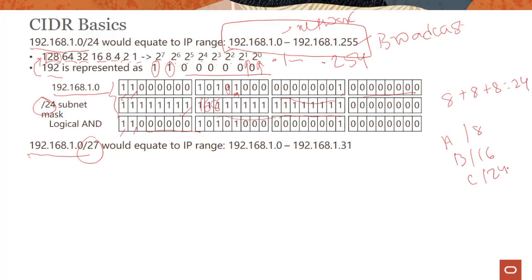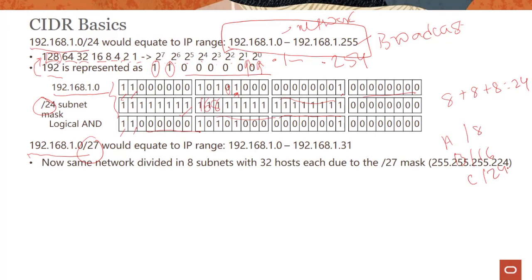Now, this is not a full class A, class B, or class C network, it's a subnetwork. So how would we go about creating network and host addresses here? It's relatively straightforward, as we did earlier, but the thing to realize is that you are now going to have 8 subnetworks with 32 hosts each because of this /27 subnet mask.